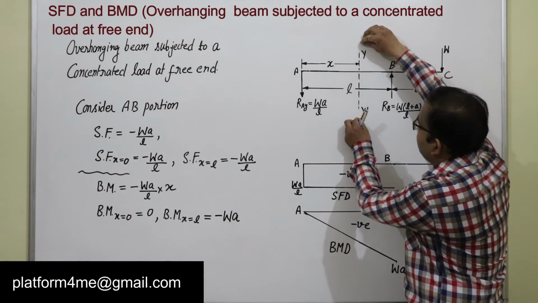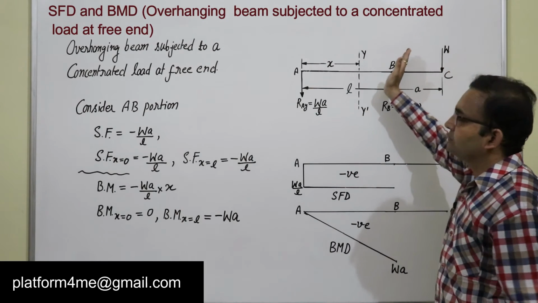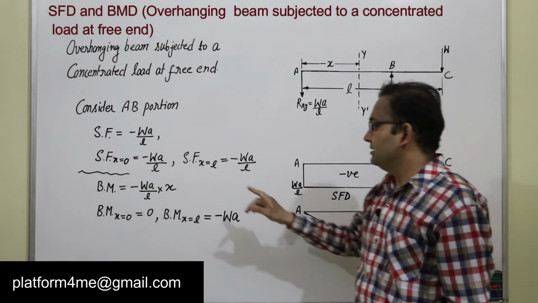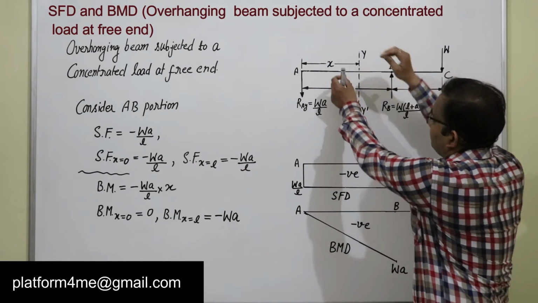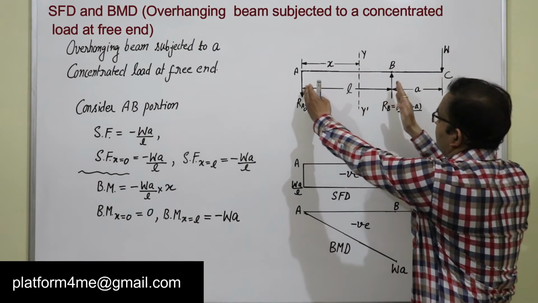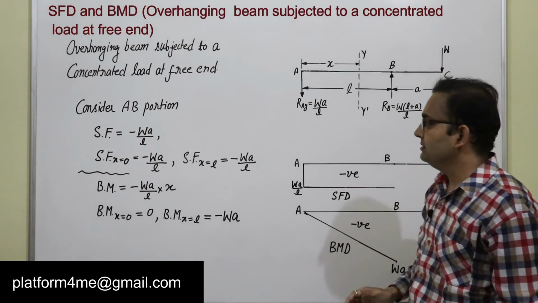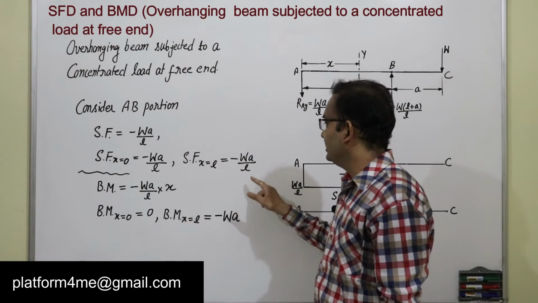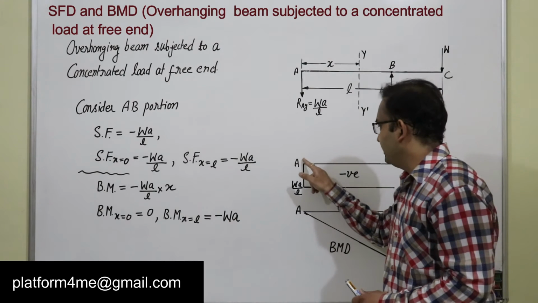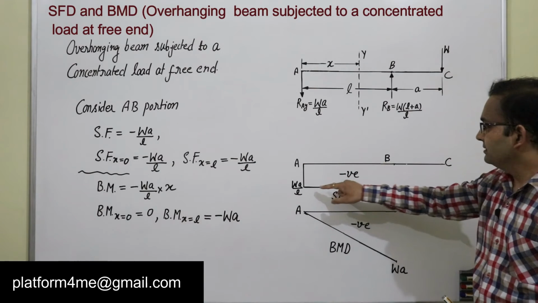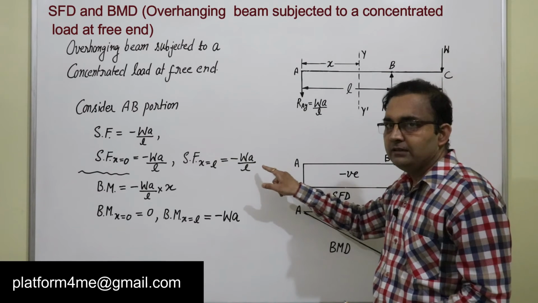After that, I will slide this section up to the point B and I will see shear force toward the left of this section. Shear force at x equal to L at point B, x will increase and it will become equal to L, and we will see shear force towards the left of section, that is again minus WA by L. Hence, shear force from point A to B is constant and its value is minus WA by L.